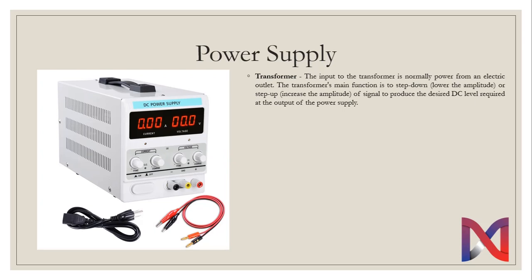For example, we are having 240 volts at our main source. We want to step down it to 80 volts. So for this purpose, transformer is used.